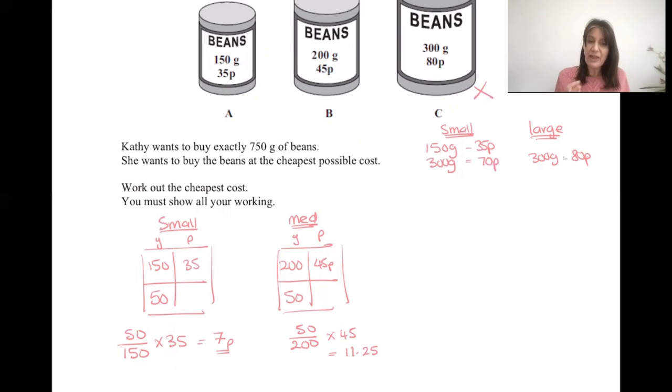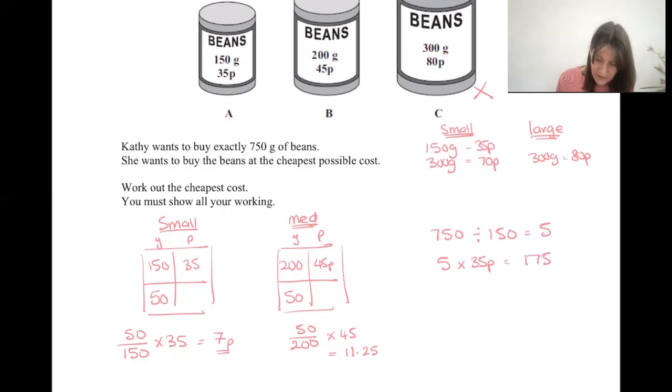So actually from that piece of maths, I can now deduce that the small tin of beans is absolutely the best value. And really, I just want to buy 750 grams worth of beans in small tins. So I'm going to take the 750 that I need, divide it by the 150 in each can. That tells me that I'm going to need 5 cans. 5 times 35 pence is 175, or £1.75 in total.